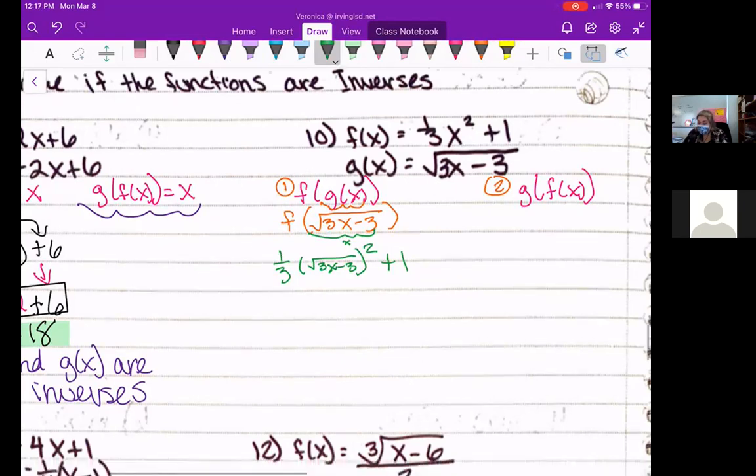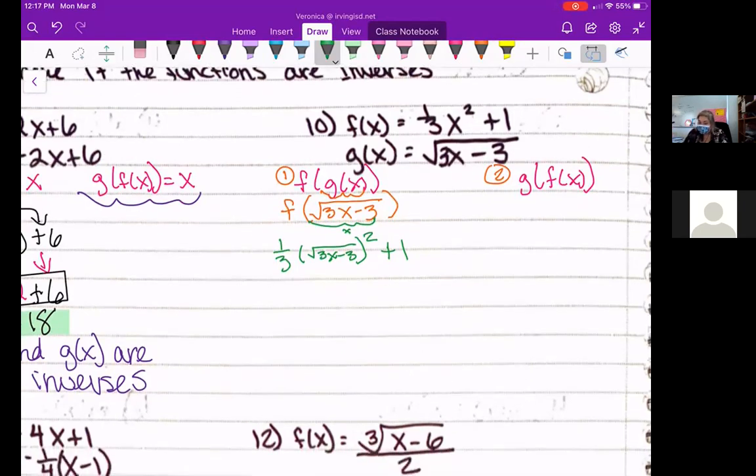Okay, cool. So then now all we have to do is simplify, right? You're going to notice that we have a square root and a squared. Do you see that those are inverses of each other? So what happens with the square root and the squared? They cancel each other out, right? So then that means that I have 1 over 3, and I still have 3x minus 3 plus 1.